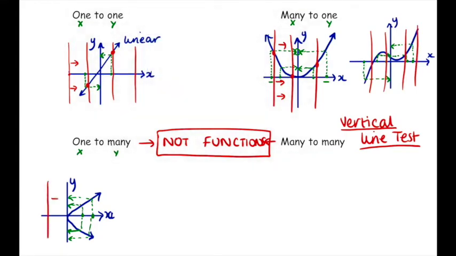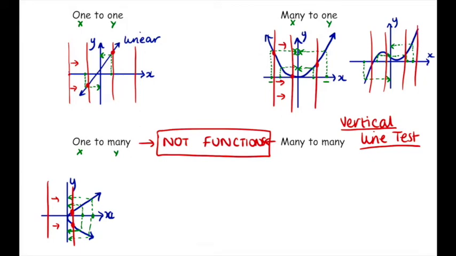And on this one, when I put my ruler on and I start moving it in that vertical line, as soon as I get to somewhere like here, it's clashing twice, and therefore it fails my vertical line test. The vertical line test can only hit the function exactly once at each point, and here at that value of x, it's crossing the line twice.